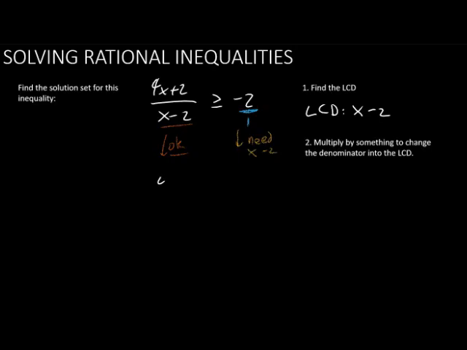This means the left side will not change at all. It will still be 4x plus 2 over x minus 2. We'll say that's greater than or equal to the modified version of this negative 2 over 1 fraction. So we'll start with negative 2 over 1 and multiply on top and bottom by x minus 2. This now means that our fraction on the right has the LCD. Now we'll move that fraction over to the left and simplify.